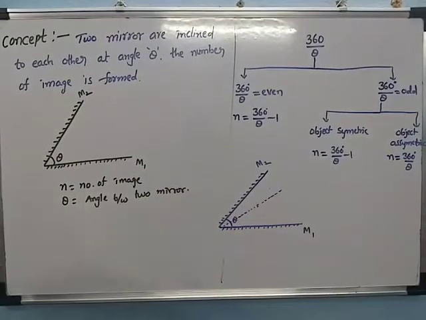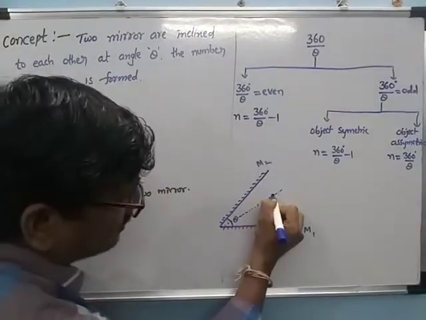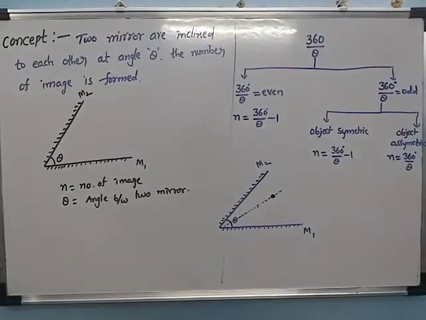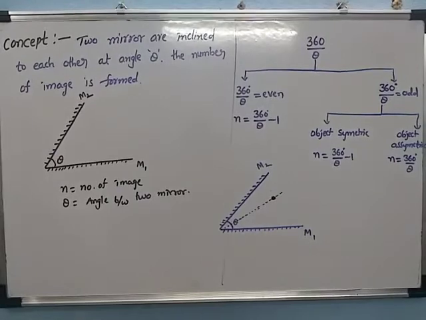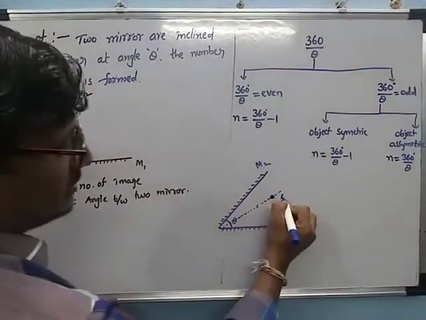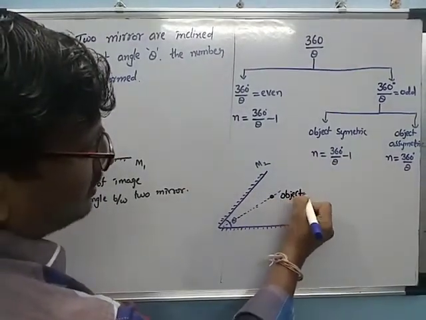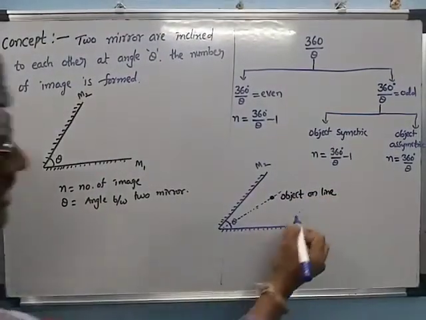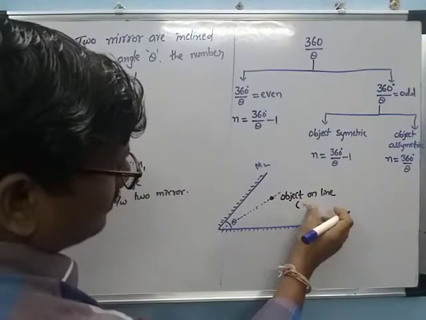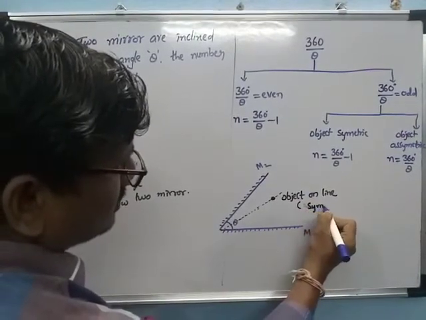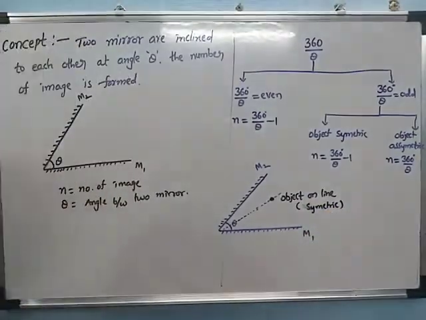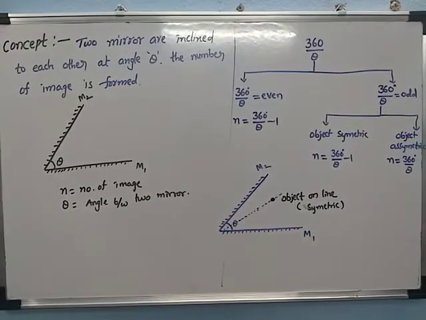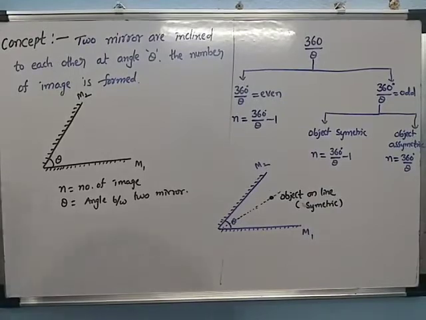Now the object is there on a line. When the object is on the line, that is called symmetric. For example, if the object is other than on the line, that means it is away from the line.